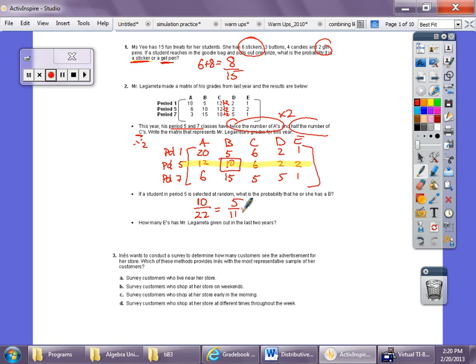How many E's has Mr. Laguerre given out in the last 2 years? This year is 4, last year is 4. Well, 4 plus 4 is 8 E's total.